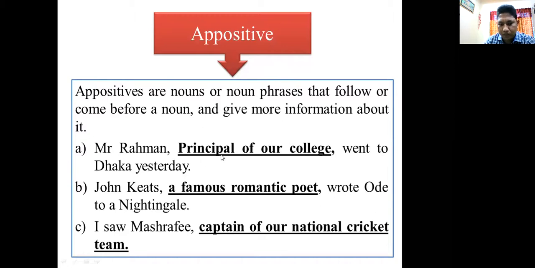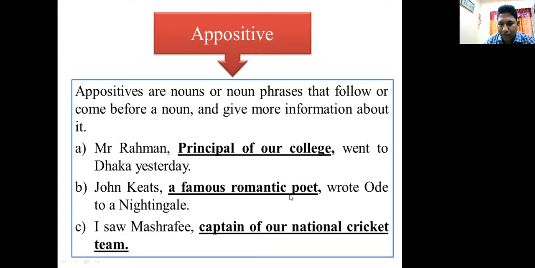Mr. Rahman, principal of our college, went to Dhaka yesterday. So you see, principal of our college is extra information about Mr. Rahman. We can omit it, like Mr. Rahman went to Dhaka yesterday. The sentence can still express its meaning. So principal of our college is an appositive, and it is extra information about Mr. Rahman.